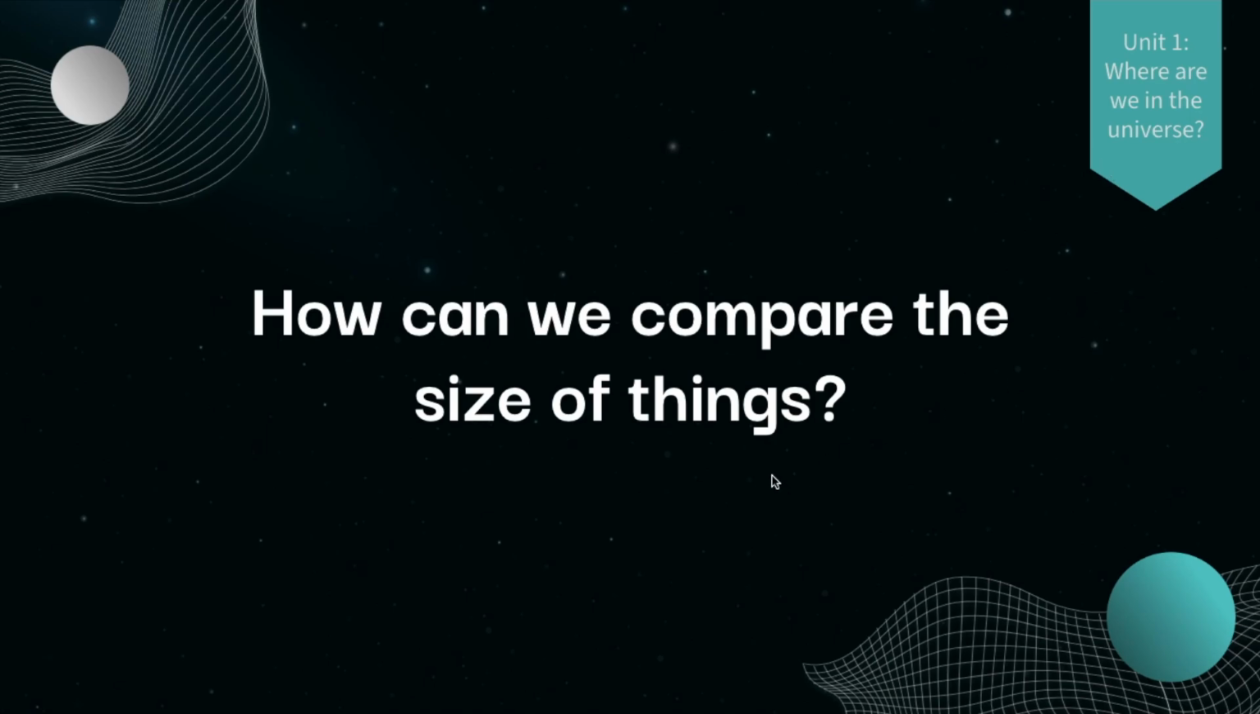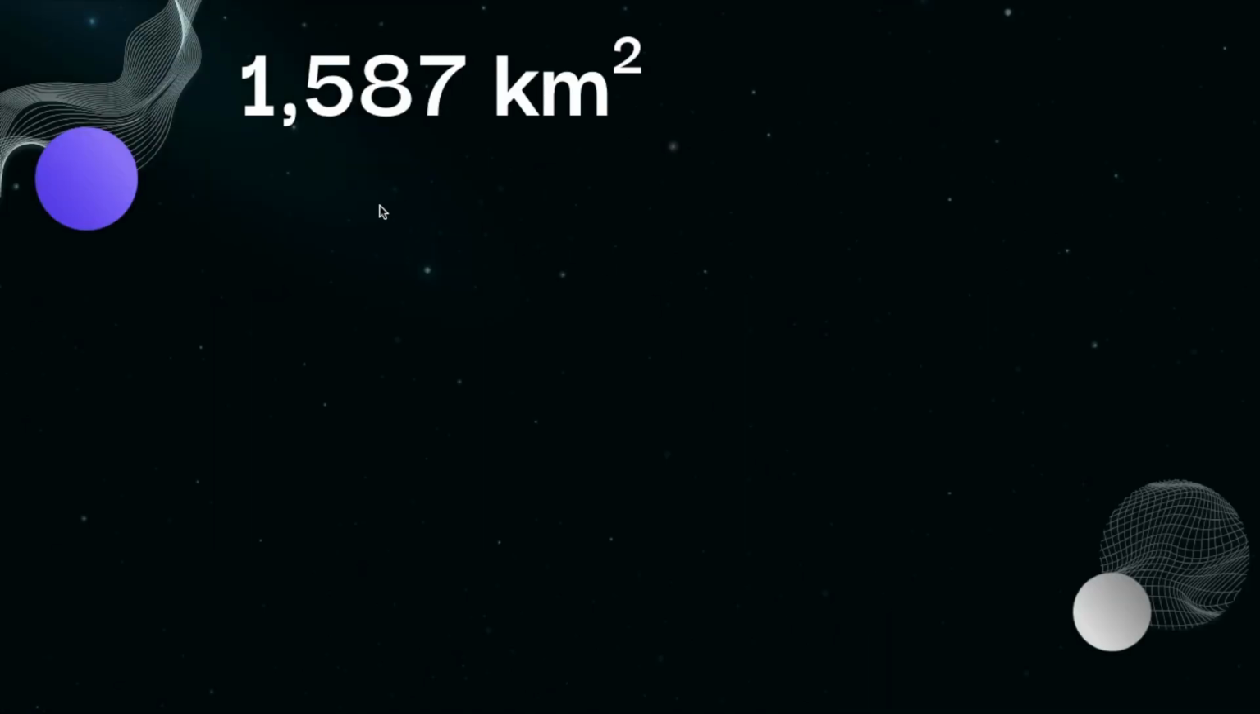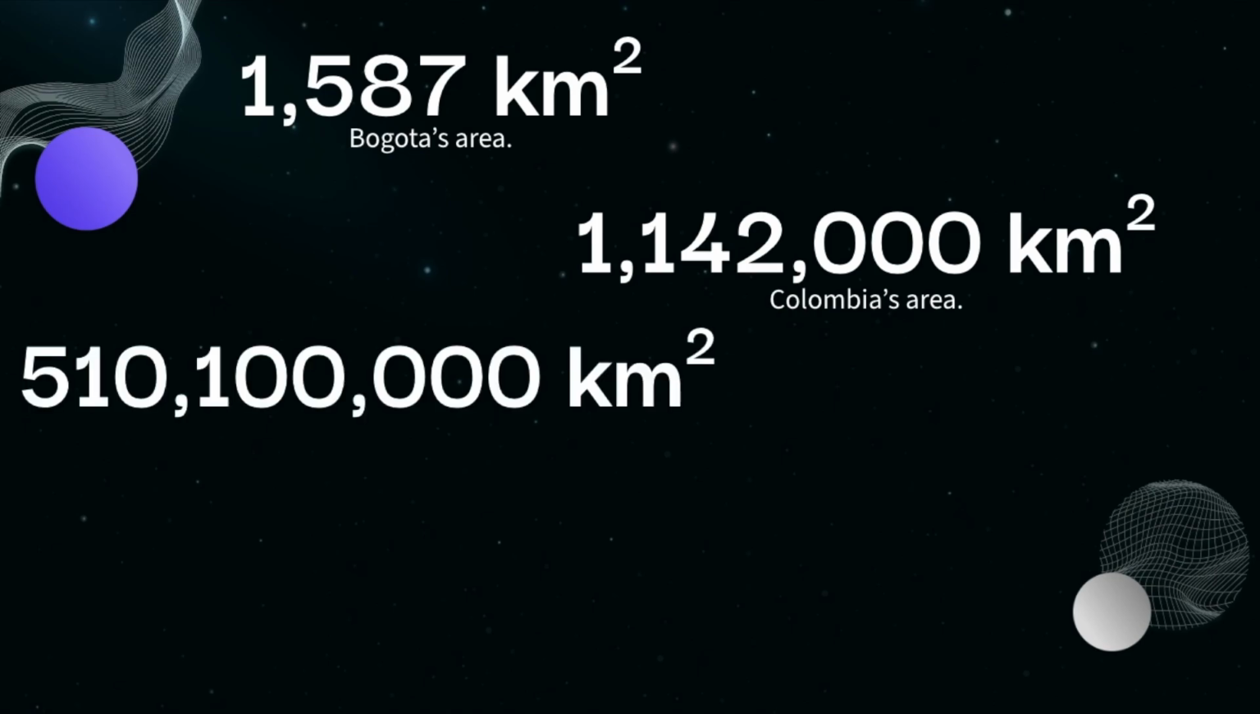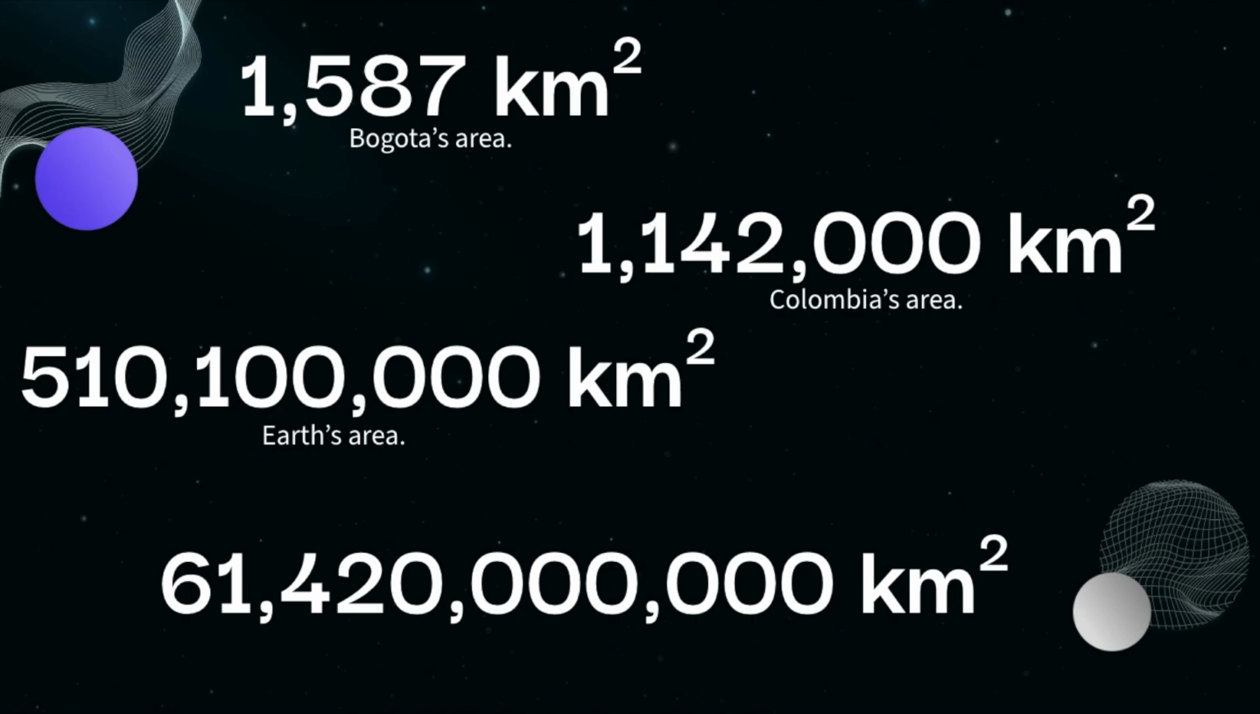So this, well, it's a big number, obviously. That's the whole number of Bogota's area. Now this is an even bigger number, and that's the whole of Colombia's area. This, even bigger, is the whole Earth's area. And now this is Jupiter's area, which is the biggest planet in the solar system. So, as you can see with these numbers, we are just a very small part of the whole universe.